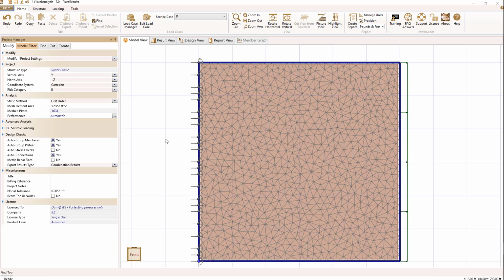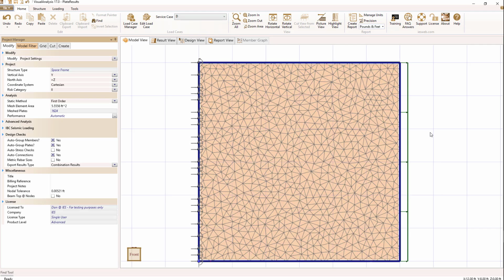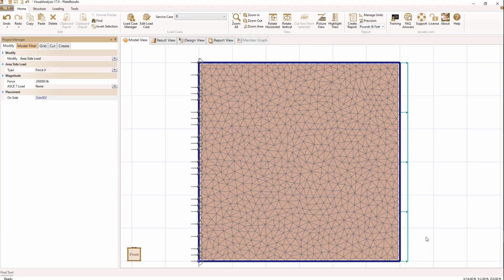In this example, I have a plate mesh created from an area, and that area has one side that's fixed. So this entire boundary is fixed. The other three sides are free. The way I'm loading this is, for the dead load case, I have an area edge load applied at this far right edge of 200 kips, and we're stretching the plates basically.